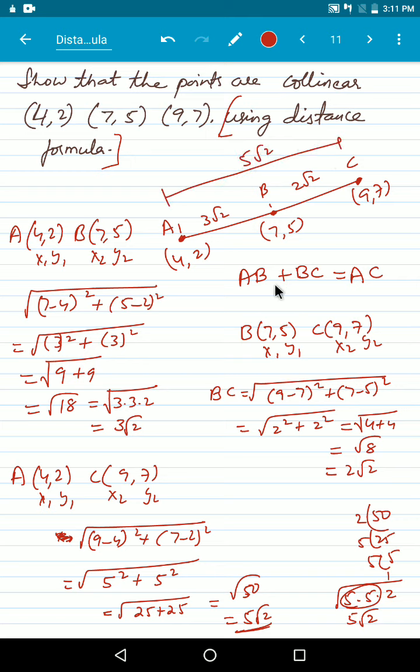This condition is satisfied, right? AB plus BC, this is 3 root 2 and BC is 2 root 2, and it is equal to AC, which is 5 root 2. Hence these 3 points are collinear points. This is how you can use distance formula to prove that points are collinear. If use distance formula is not mentioned, you can use the area of a triangle formula.